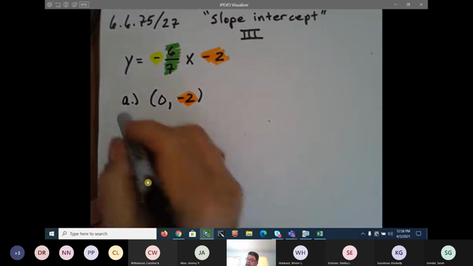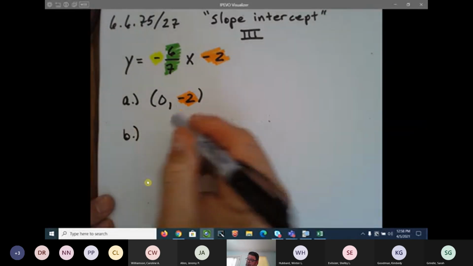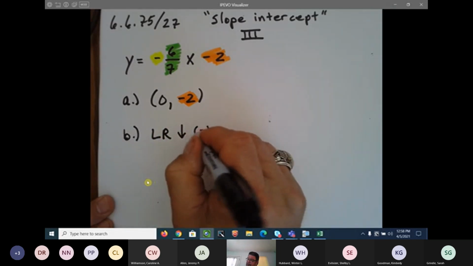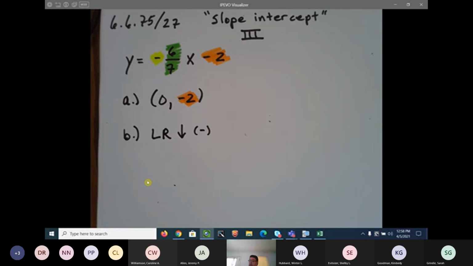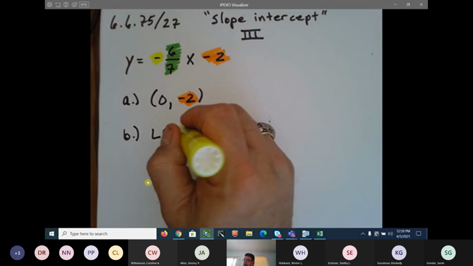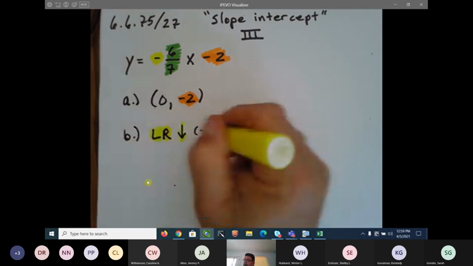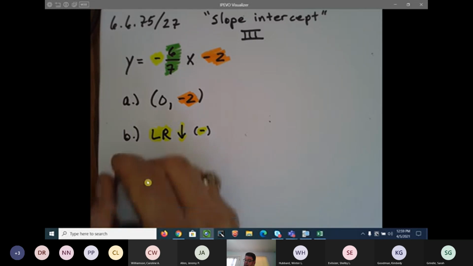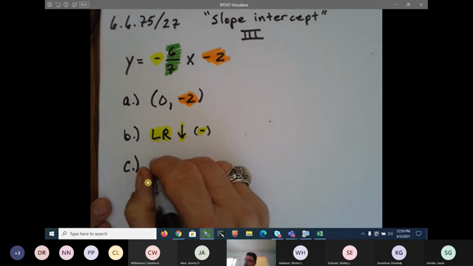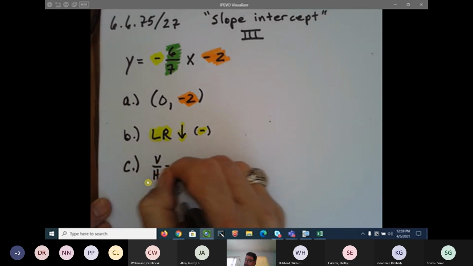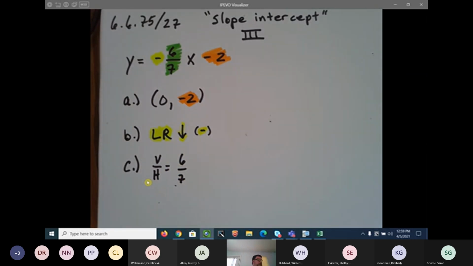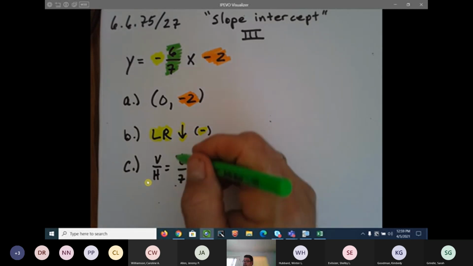B, my trace line is going left to right down because of the negative. Left to right down because of the negative. And then my vertical over my horizontal is equal to 6/7. And that is my vertical over my horizontal.